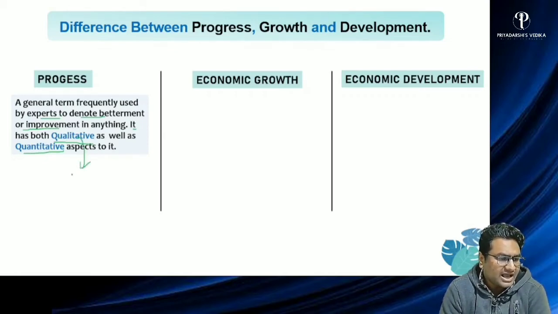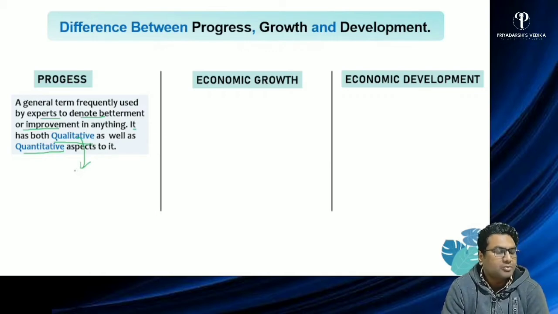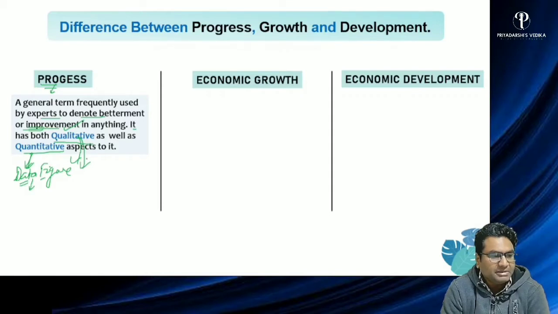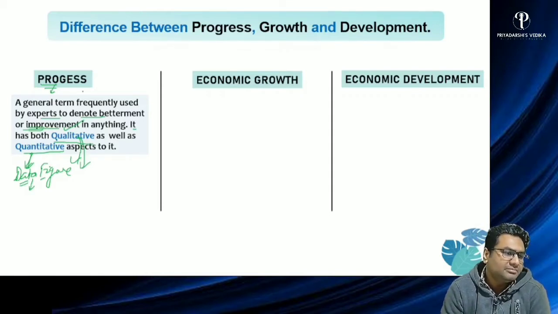Qualitative means it has some qualitative aspect. Quality means it shows the quality of that progress or improvement. And quantitative means it shows the data and the figures. This improvement which has been indicated by the word progress can be explained with the help of data and figures also. And when you qualitatively make some improvement, that is also called progress.